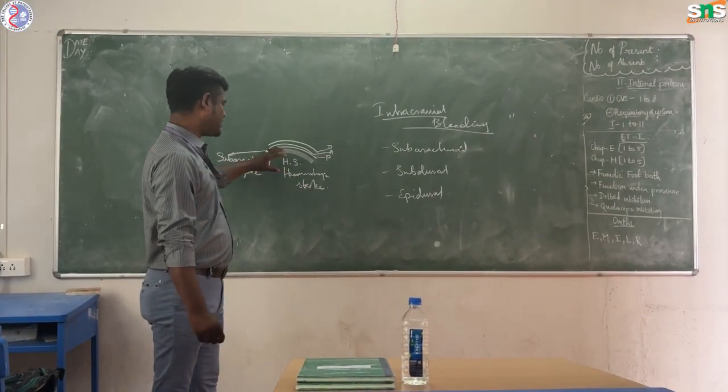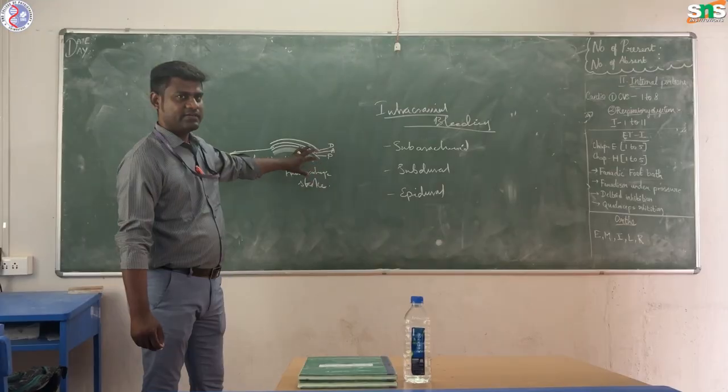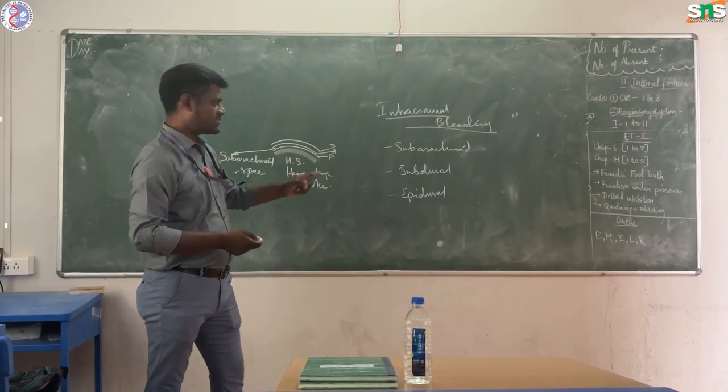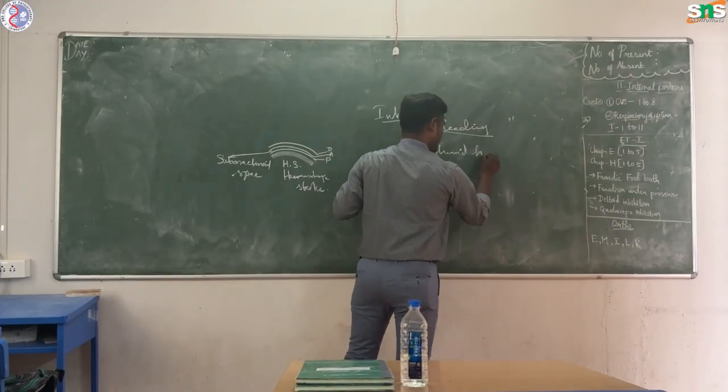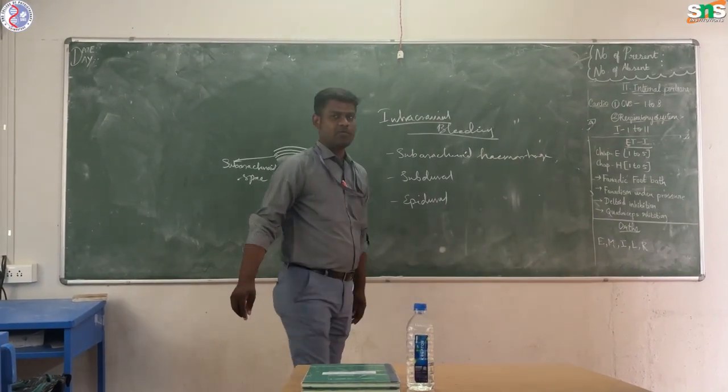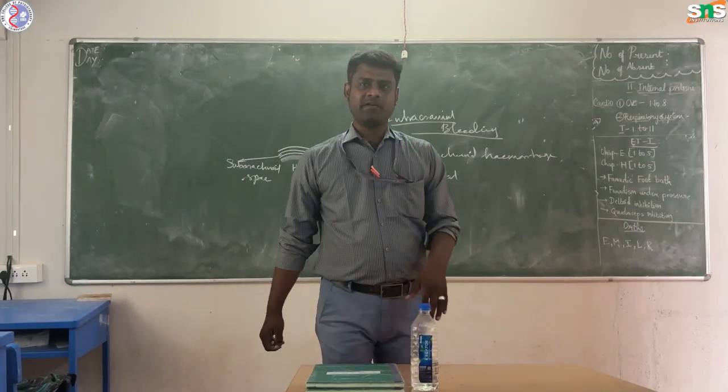If there is any injury or trauma over there, we have a hemorrhage, and that hemorrhage inside the subarachnoid space is called subarachnoid hemorrhage. Right? Now, what will happen in the subarachnoid hemorrhage?